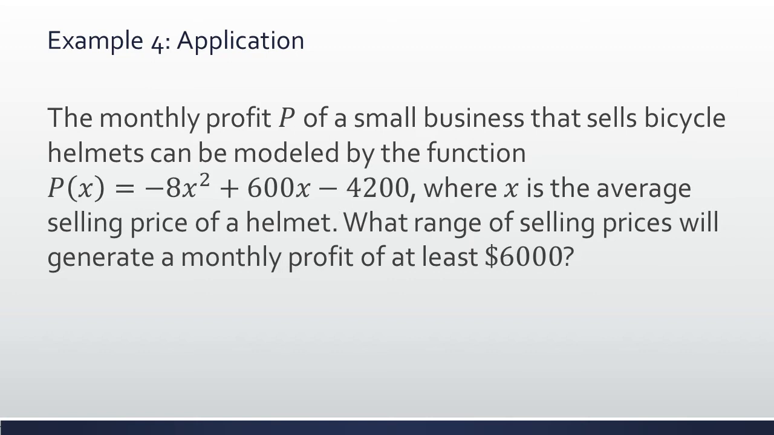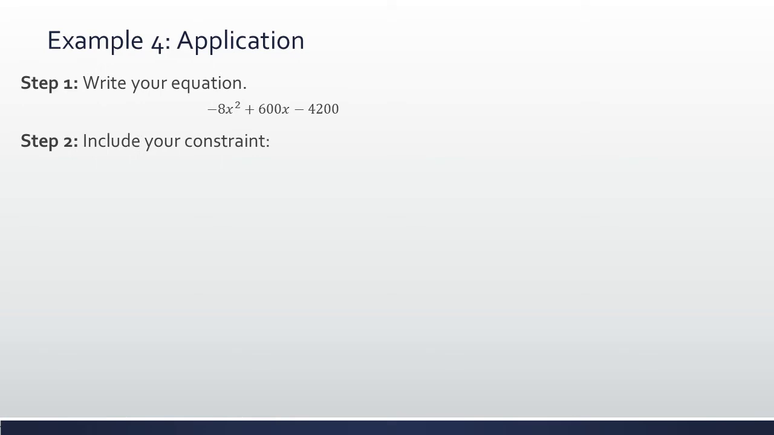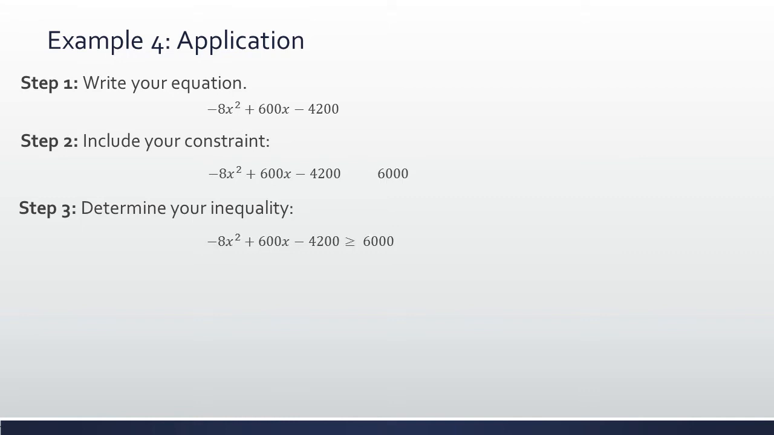All right, so with that in mind, let's start solving it. So let's write our equation. Okay, so our quadratic is negative 8x squared plus 600x minus 4,200. Now, what is our constraint? Let's include our constraint. That's the $6,000 that we want in profit. All right, next step, identify or determine your inequality. Okay, I want to make at least $6,000, so that means I need to make 6,000 or more. So my equation needs to be greater than or equal to 6,000.